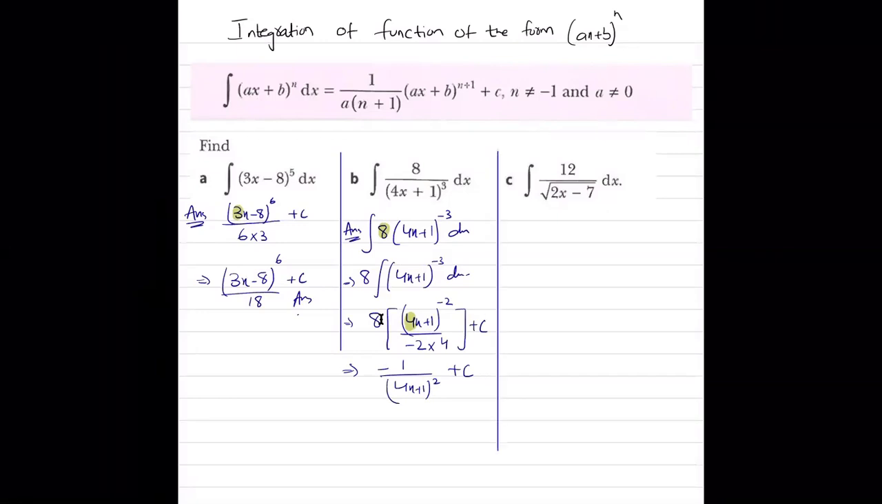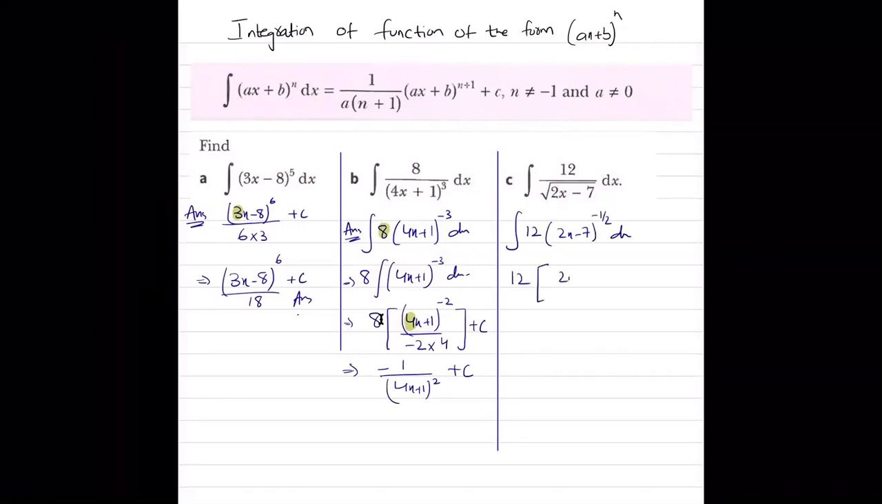Okay, how do you plan on doing the third part? You can take it as 12 into 2x minus 7 in a bracket with the power minus 1 upon 2. That's correct. Then you can take 12 out and then just integrate it.